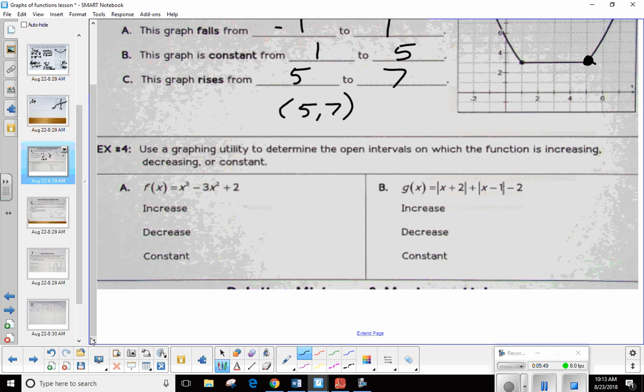Use a graphing utility to determine the open intervals on which the function is increasing, decreasing, or constant. If we had more time, I would absolutely love to break this graph down, find the roots, and talk about the end behavior. But for right now, we'll just use the calculator. So I have a cubic function, x cubed minus 3x squared plus 2.